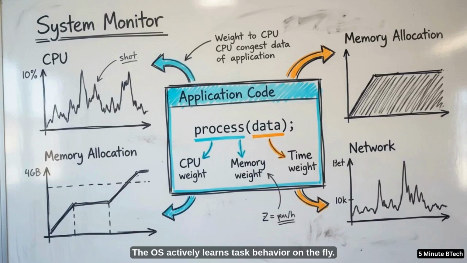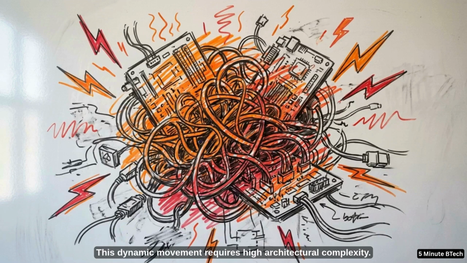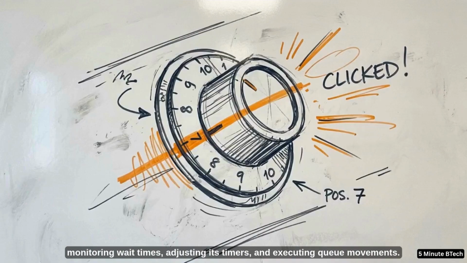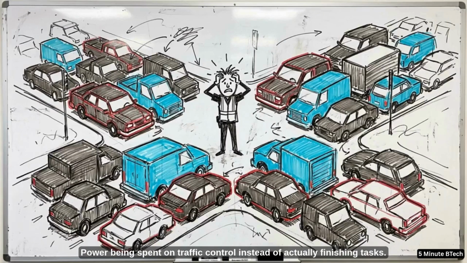The OS actively learns task behavior on the fly. It doesn't need to know what a process is beforehand. It just watches how it acts and sorts it accordingly. But there is a heavy trade-off. This dynamic movement requires high architectural complexity. The CPU actually has to spend its own valuable processing cycles constantly monitoring wait times, adjusting its timers, and executing queue movements. That is computing power being spent on traffic control instead of actually finishing tasks.